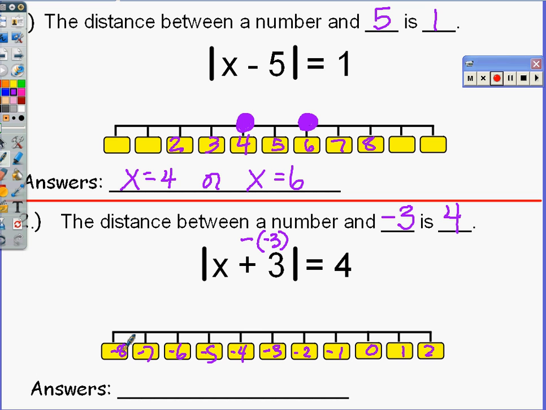So if -3 is our target, and we want to look for the numbers that are 4 units away from -3, our answers can be x equals -7 or x equals 1.